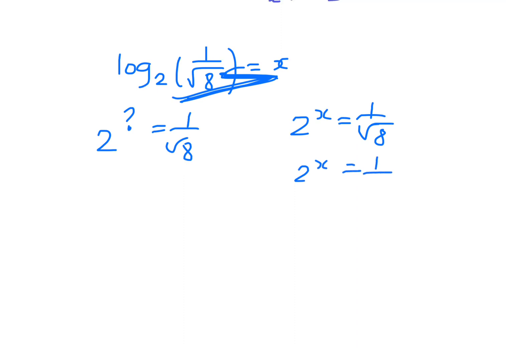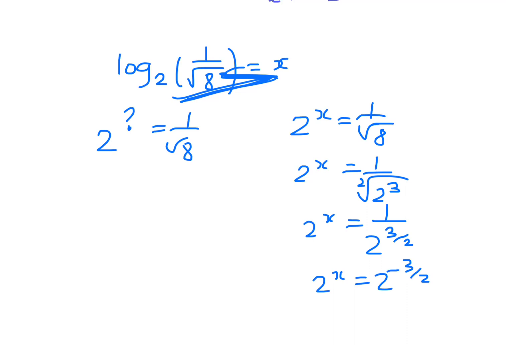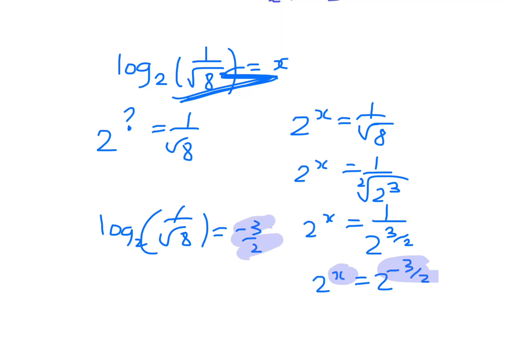So the best way to look at that is to put this into index form. So 8 is 2 to the 3. So that's 2 to the x is 1 over 2 to the 3 over 2, because the square root has a little 2 out there. So it's going to be 2 to the minus 3 on 2. So log base 2 of 1 on root 8 would equal minus 3 on 2. Because what we're actually doing here is just equating the indices. And the logarithm of a number is just the indice that you'd raise that base to give that number.